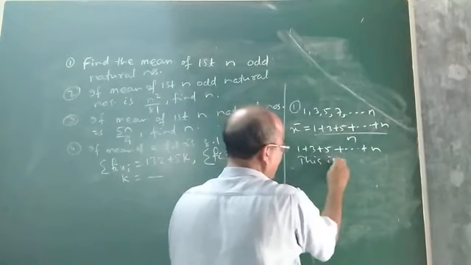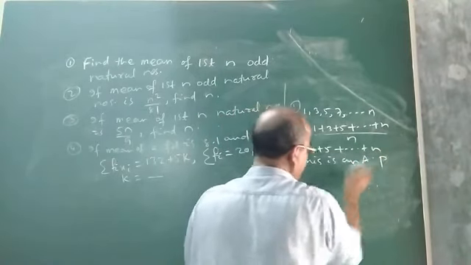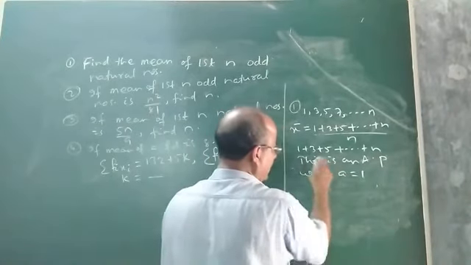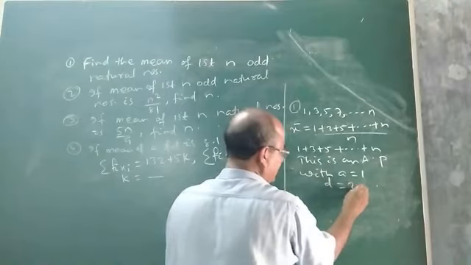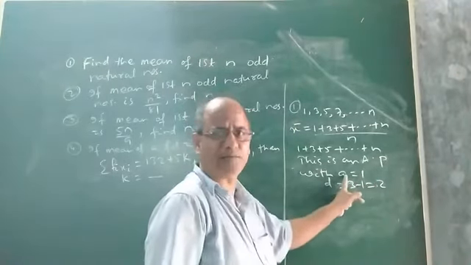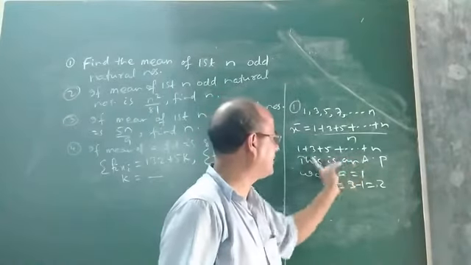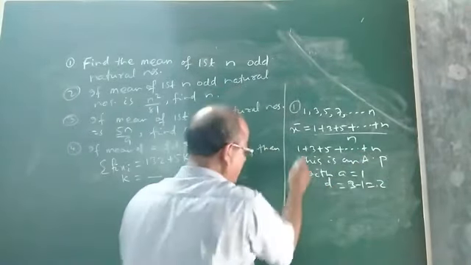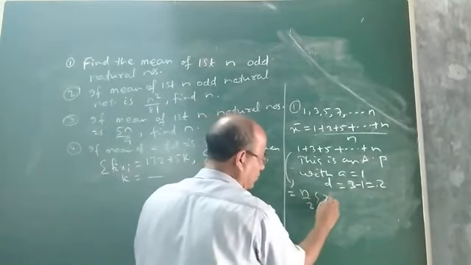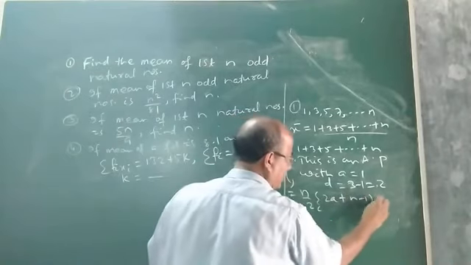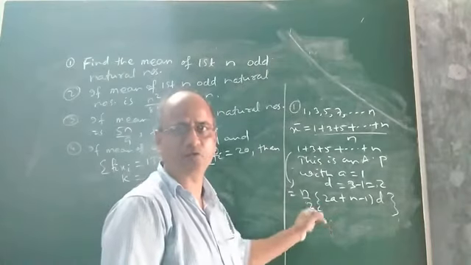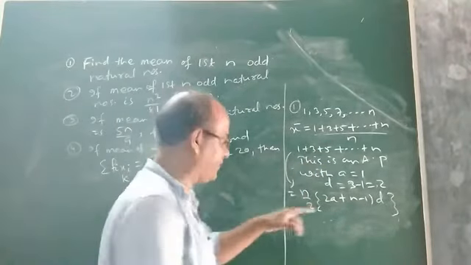This is an AP, arithmetic progression. Which is the first term? a equal to 1. And what is the common difference d? It is 3 minus 1 equal to 2. So we know the first term and the common difference, and we can easily find the sum. What is the formula? The sum equals n by 2 into 2a plus n minus 1 into d. This is the formula we used to calculate the sum of the first n terms of an AP.